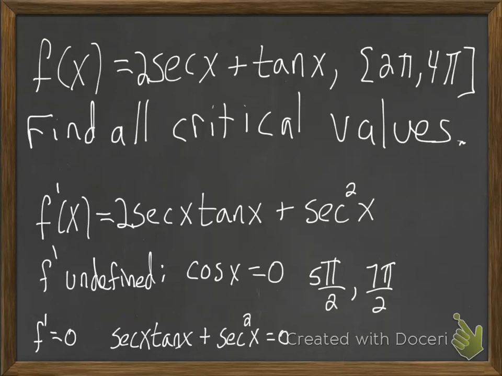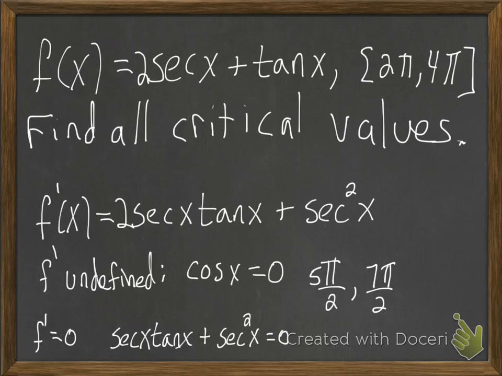Okay, so we have this problem, f of x equals 2 secant x plus tangent x on the interval 2 pi to 4 pi. We want to find all of the critical values. So we start by finding the derivative. Derivative of 2 secant x would be 2 secant x tangent x plus the derivative of tangent, which would be secant squared.